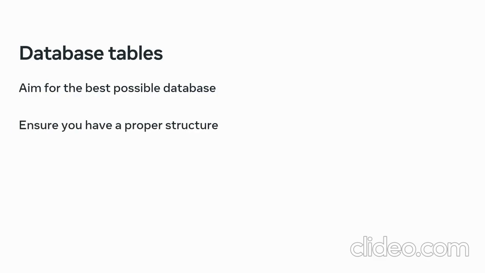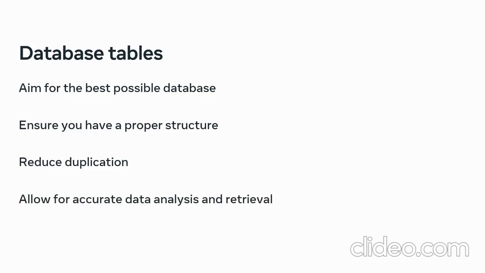Before you begin, make sure that you've watched the video on first normal form, or 1NF. Database normalization is a progressive process, so you must be familiar with 1NF before you can implement 2NF. So why do database developers require database normalization? If you're going to store content, you should aim to have the best possible database. Best means that it has a proper structure that reduces duplication and ultimately allows for accurate data analysis and data retrieval. To get the best results, engineers build tables in a way that optimizes the database structure.